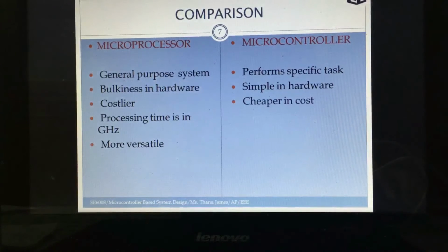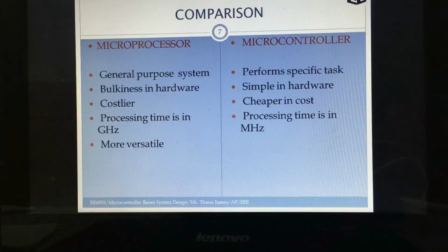Now the main advantage of a microprocessor is that its processing speed is in gigahertz, whereas in a microcontroller it's in megahertz. Another advantage of using a microprocessor is that it is more versatile. That is, you can add on memory to a microprocessor. But a microcontroller is less versatile because the chip is integrated with the ROM and RAM and you cannot add on memories to the microcontroller.